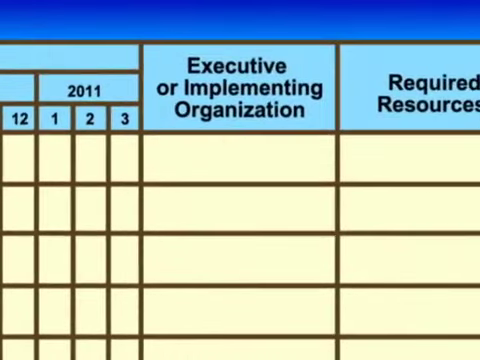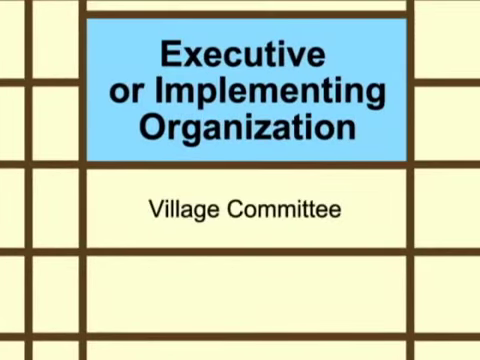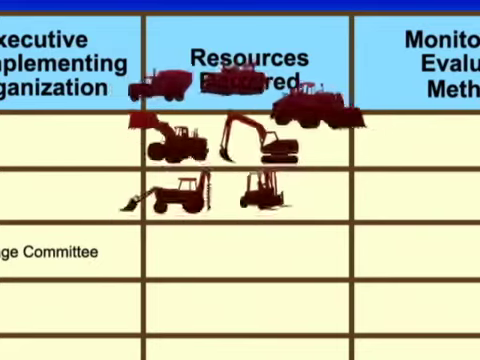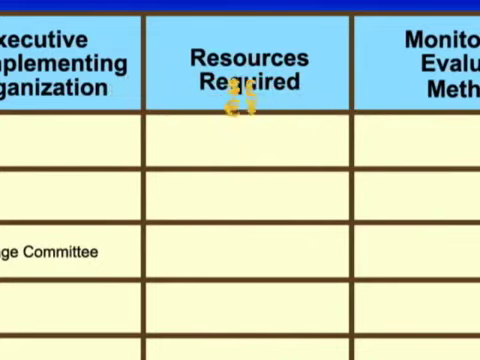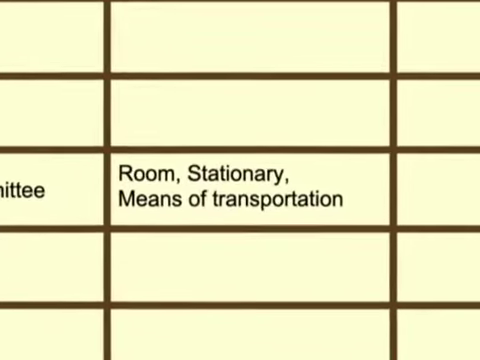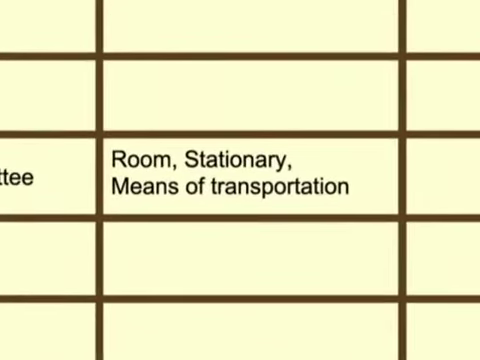The next item, executive or implementation organization should have names of organizations. For this example, this might be the village committee. Resource required should include human resources, equipment, other funding, which are necessary for implementation. Here, let us state things necessary for holding a meeting, such as room, stationery, and means of transportation.